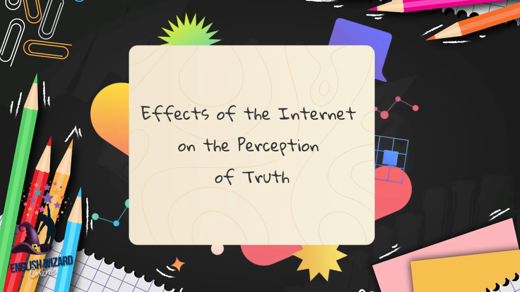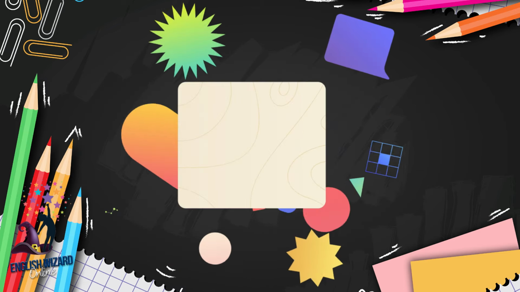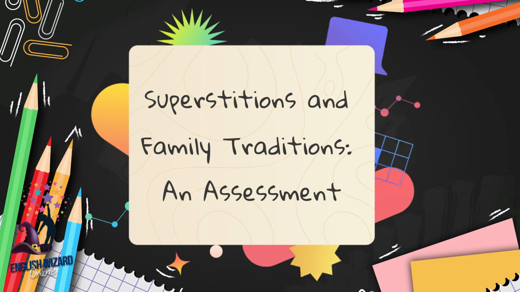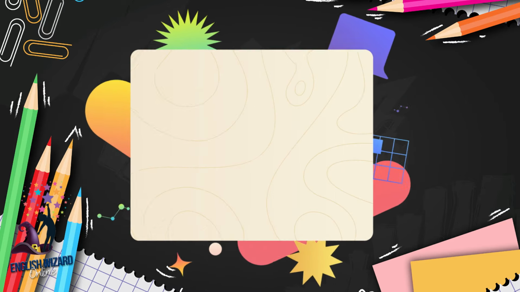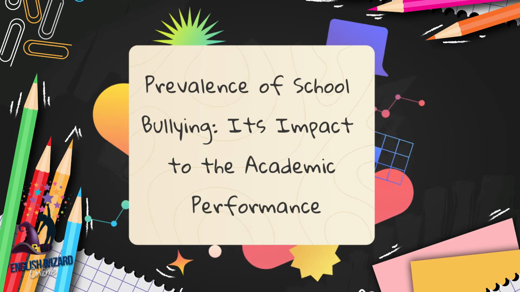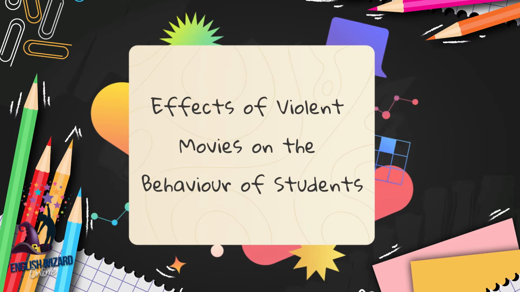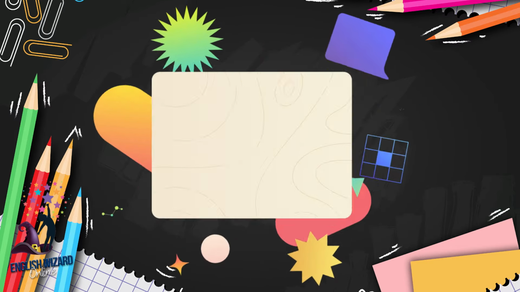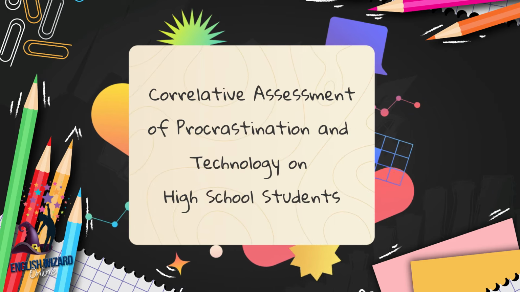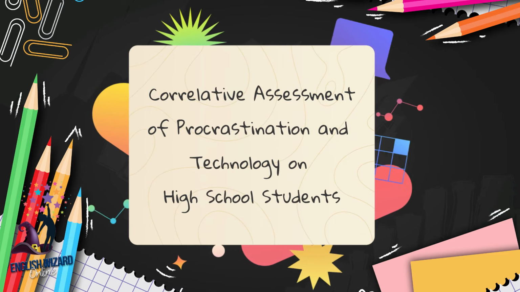Effects of the Internet on the perception of truth. Superstitions and family traditions, an assessment. Prevalence of school bullying, its impact to the academic performance. Effects of violent movies on the behavior of students. Correlative assessment of procrastination and technology on high school students.